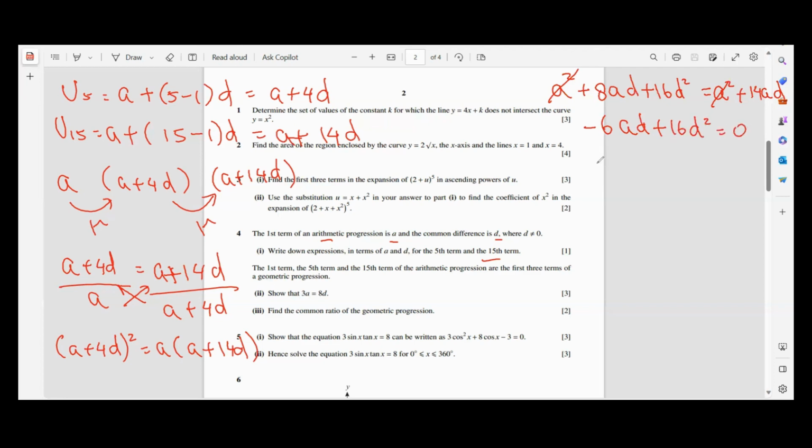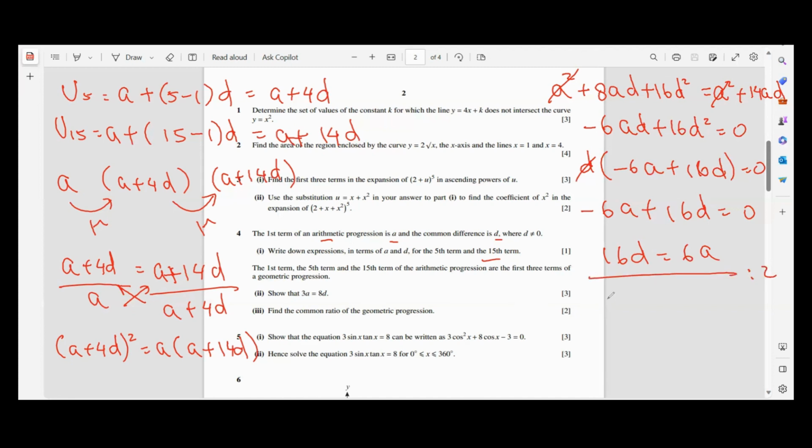And then I will factorize the D: D times minus 6A plus 16D equals 0. The D is gone, so I will only have minus 6A plus 16D equals 0. Move the minus 6A over, so 16D equals 6A. And then I will simplify everything by dividing by 2, so 8D equals 3A. So that is for part II.